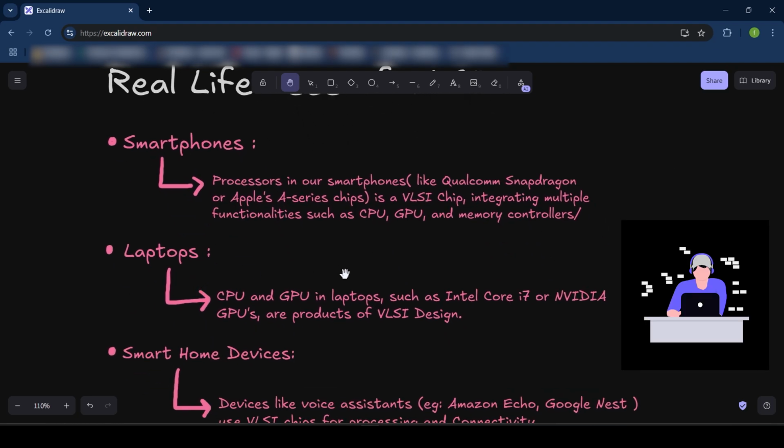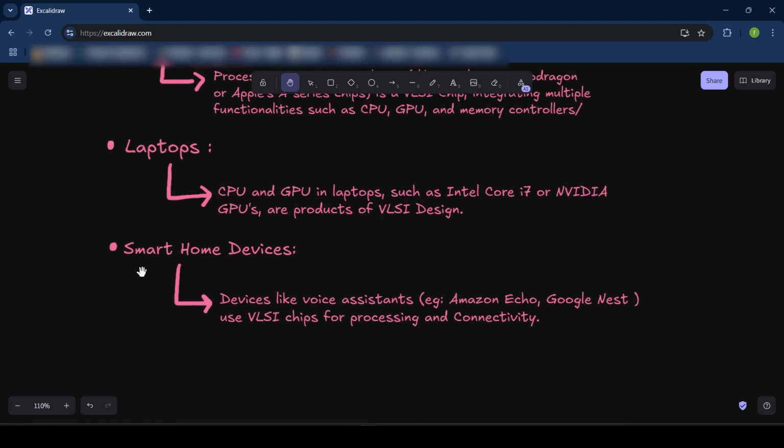Then in laptops also, CPU and GPU like Intel Core i7 or Nvidia's GPU. These are products of VLSI design only. And as we have smart home devices nowadays, voice assistants like Amazon Echo and Google Nest also use VLSI chips for processing and connectivity. So nowadays VLSI is paving the way for artificial intelligence, machine learning, and new technologies as well.